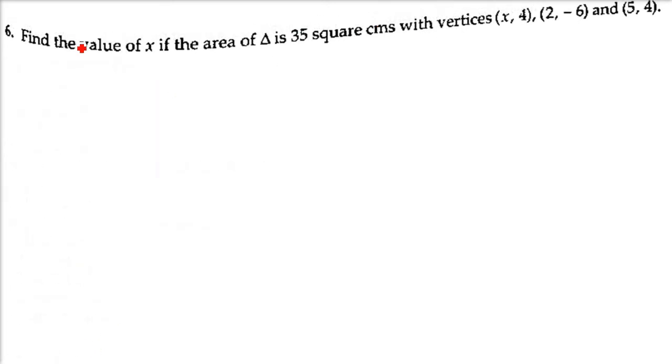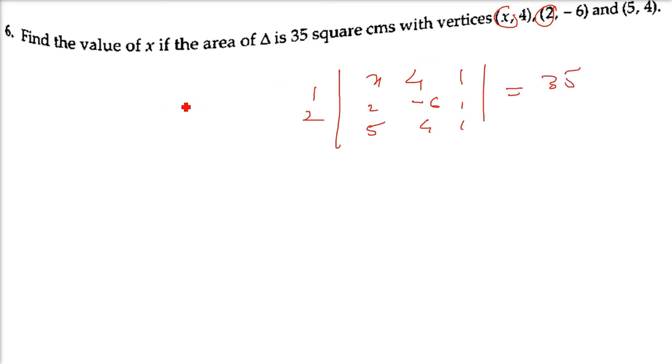Okay. Find the value of x if the area of the triangle is 35 square centimeters with vertices. So we have half x, 2, 5. These three have taken the x coordinates. Now let us take the y coordinates. It will be 4, negative 6 and 4, 1, 1, 1 will be there. This equals 0. Oh no, this is equal to 35, sorry, because it is already given. 35 square centimeter. So let us do this row 2 minus row 1 and row 3 minus row 1.